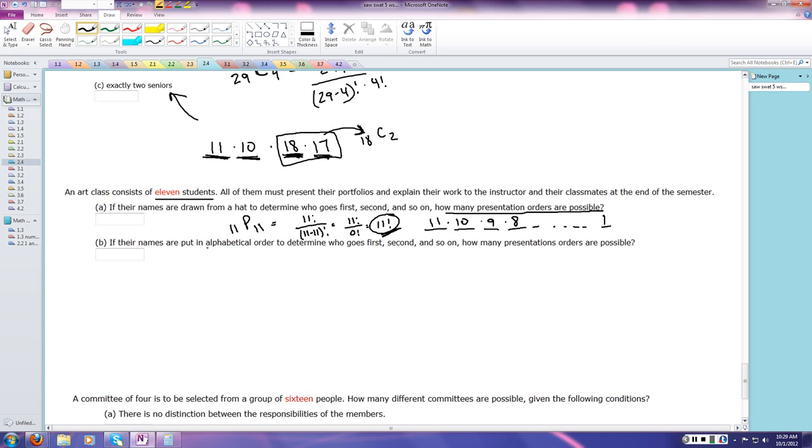If their names are put in alphabetical order to determine who goes first, second, and so forth, how many presentation orders are possible? 1. Sometimes students get caught up on this because they're trying to force it into a formula, but if they're in alphabetical order, then you already have your presentation order, and there's only one possible presentation order. That's set by alphabetical order.